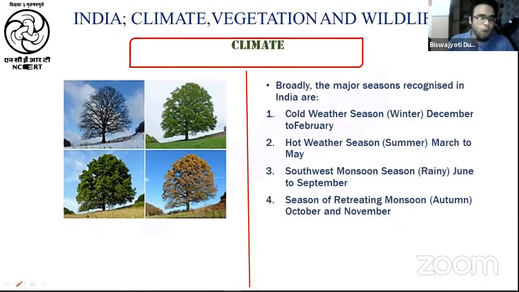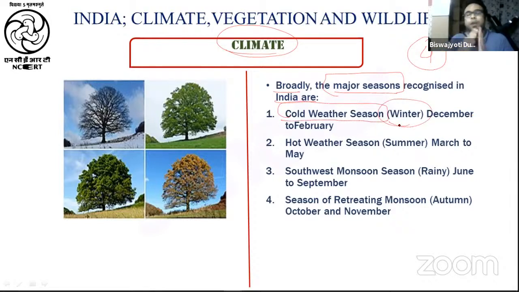Fine. All right. So the first thing that we are going to talk about is your climate, right? We will talk about climate. Now, what is the first point? Broadly, the major seasons which are found in India are how many? There are 4 seasons in total. Firstly, we have the cold weather season, which is also called your winter season. And when is this season extending from? It extends from the month of December up to the month of February, right?